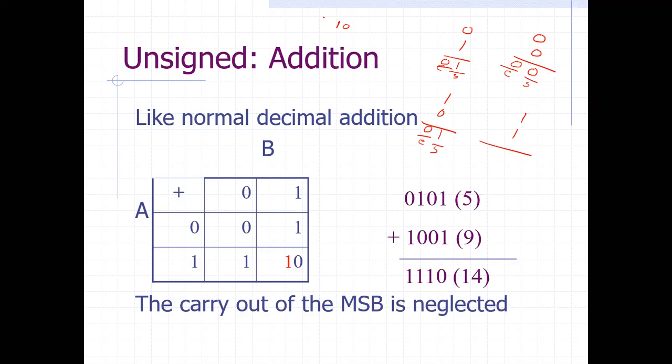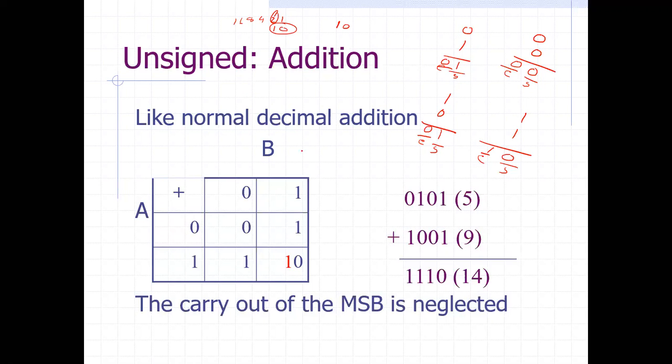Using the conversion place values 1, 2, 4, 8, 16, 2 is 1 in the second place and 0 in the last. So 2 means 1, 0. This is two digits. So our result is 0 and carry is 1. This is the carry and this is the sum.